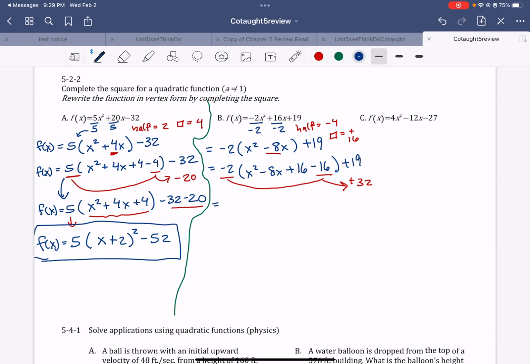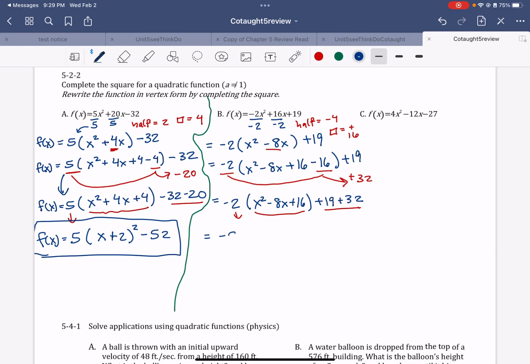All right, so we rewrite it. We have negative 2 still, x squared minus 8x plus 16. That's what's still in my parentheses. Outside my parentheses, I have plus 19 plus 32. I rewrite my perfect square, bring my 2 down, and combine my constant. So I'm going to do all of that in this next row.